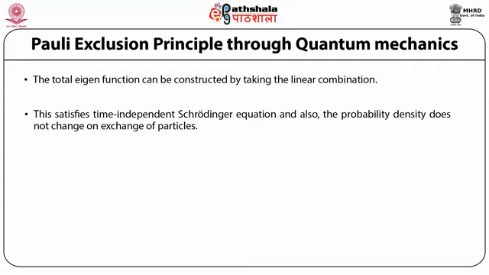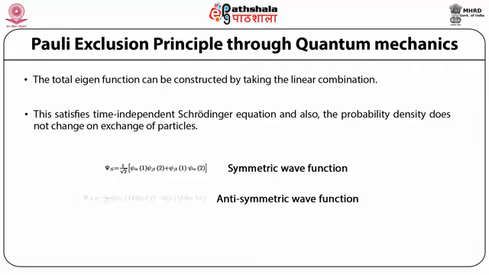Constructing the symmetric wave functions and antisymmetric wave functions, they can be written as: the symmetric wave function psi s is equal to 1 by root 2 times psi alpha 1 psi beta 2 plus psi beta 1 psi alpha 2, while the antisymmetric wave function psi a is equal to 1 by root 2 times psi alpha 1 psi beta 2 minus psi beta 1 psi alpha 2.